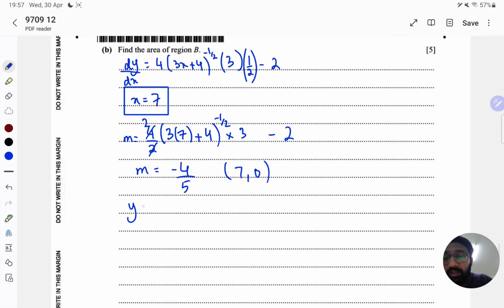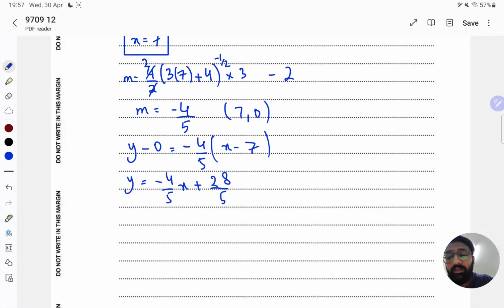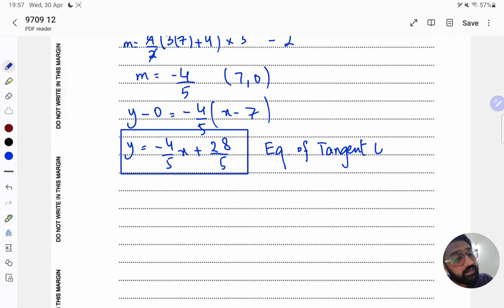So let's find out the equation of that tangent line, which is y minus y1. y1 is 0 into m, which is minus 4 by 5 into x minus 7. So y will be minus 4 over 5x plus 28 over 5. So this is the equation of the tangent line at P.